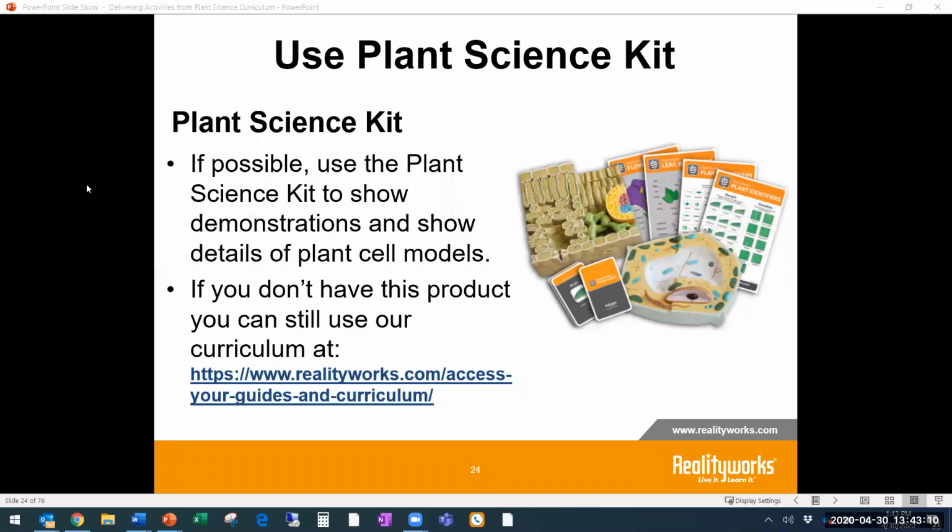Our Plant Science Kit is a great demonstrator if you have it. It has different models and posters, and it's a great piece to use in demonstration and online learning. Now, if you don't have the hands-on components, the trivia game, the models and the posters, you can still use the curriculum. The curriculum still gives you the PowerPoint presentations, the worksheets, the activity guide and the teacher guides. It still is a very powerful piece for you.